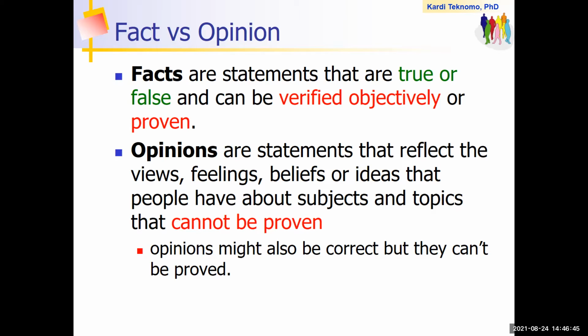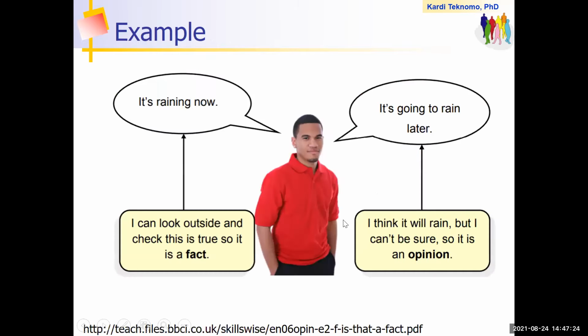Okay. While opinions are statements that reflect the view, the feeling, the belief, the ideas of the people about the subject, about the topic, that cannot be proven. Opinions might also be correct. You cannot say opinions are wrong. No. In fact, both fact and opinion can be true or false. The only difference is one can be proven and one cannot be proven. So the proof is the important part there.